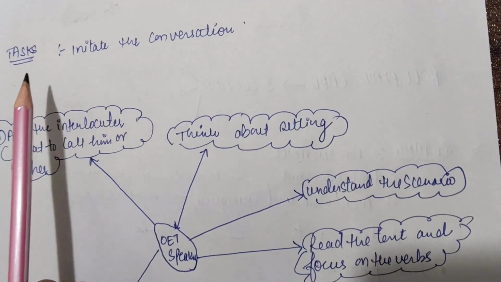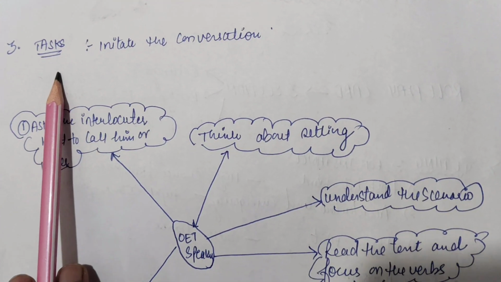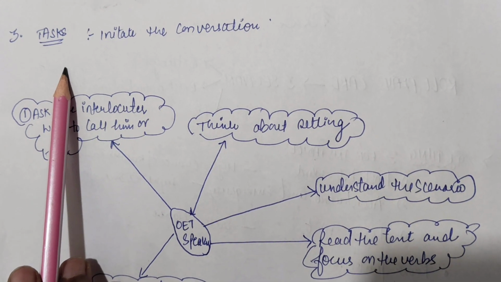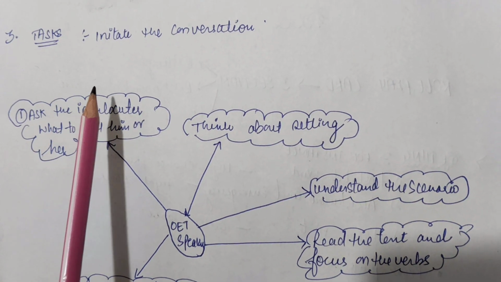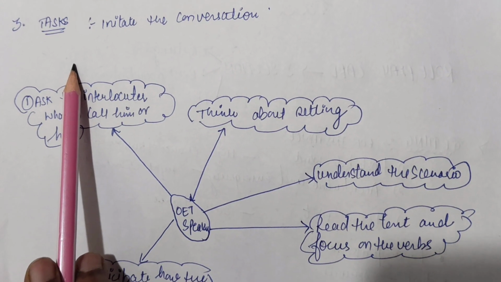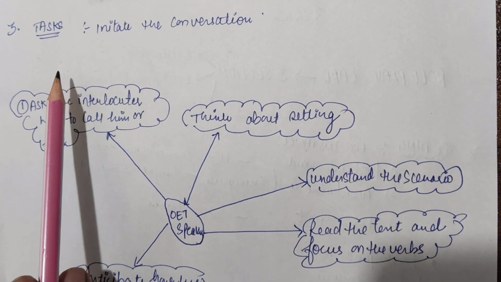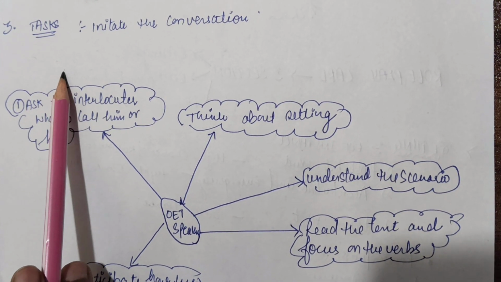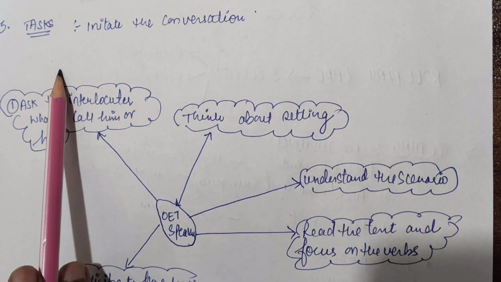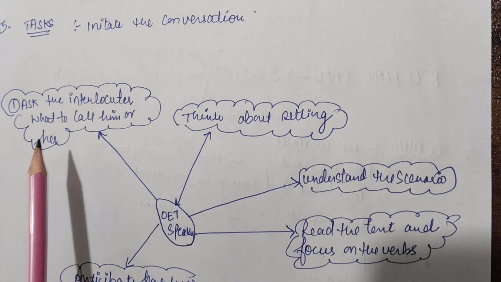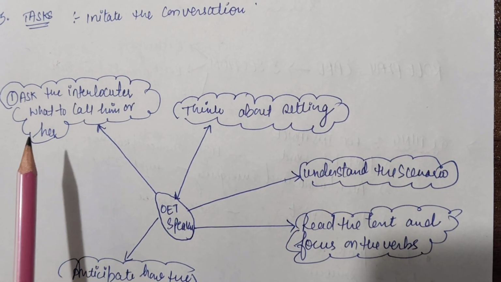And the third part is the task. There is a list of tasks mentioned in the role play card. These tasks are mainly to initiate the conversation. In the task, the verb is mentioned in the sentences, so we can use these tasks for better conversation. So these are the setting, background information and list of tasks.